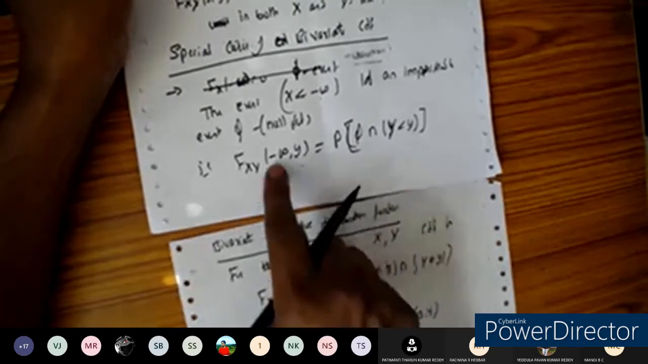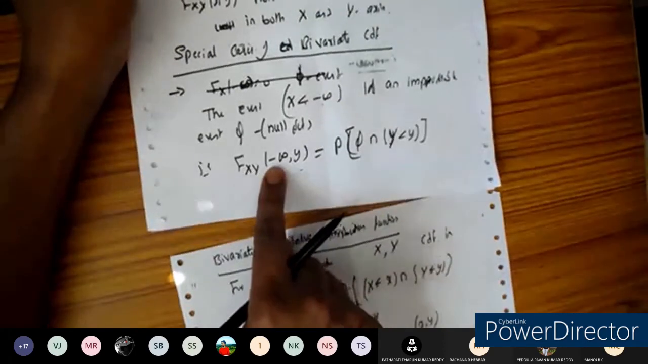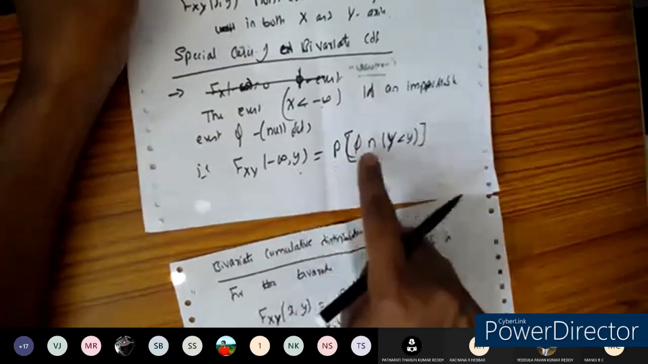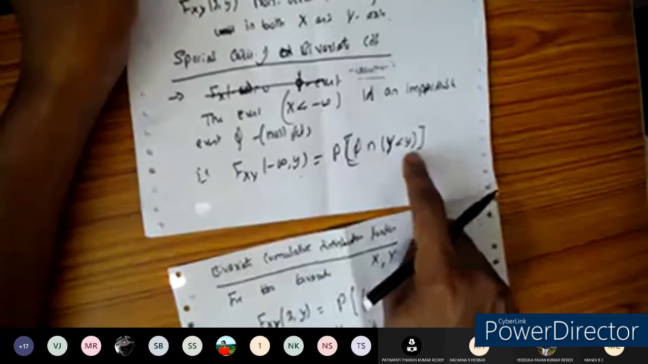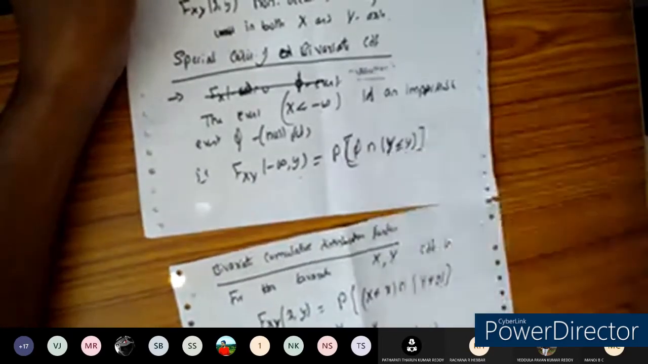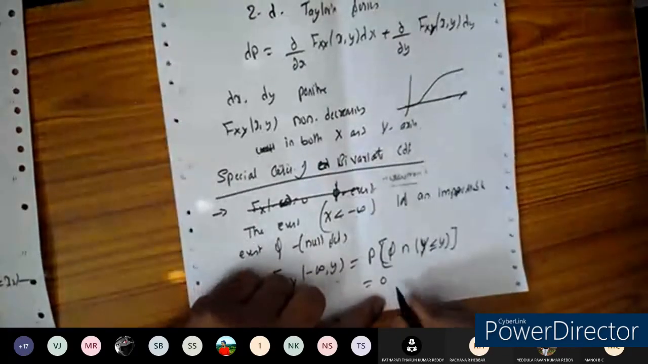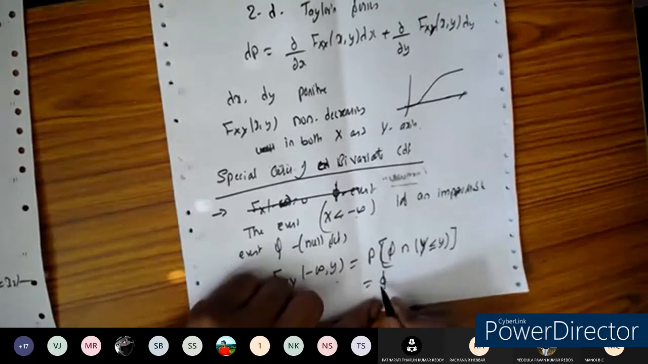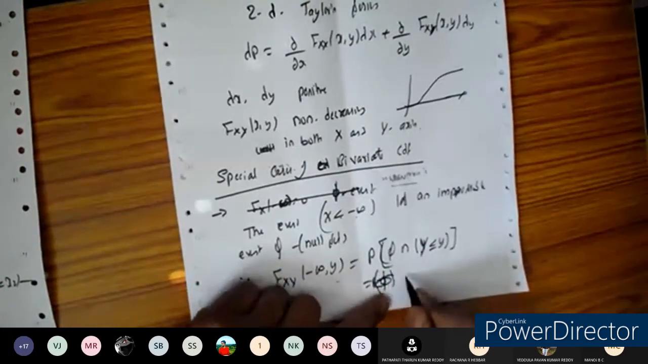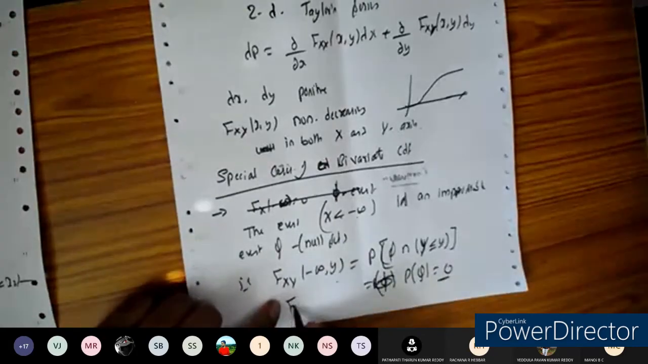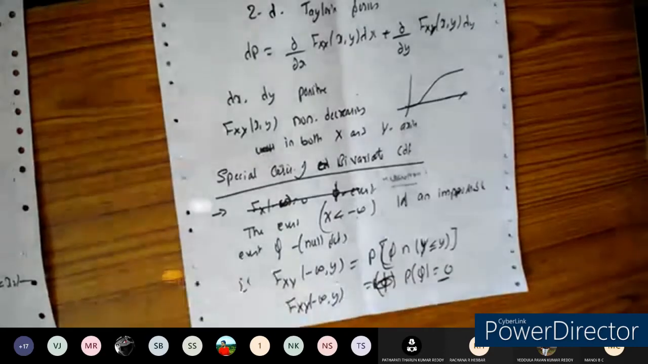Since in place of x here we have minus infinity, we can call it a null event. So you can extend: the probability of the null event intersection with Y less than or equal to y. A null event intersection with something is multiplied with 0, so this you can call 0. The probability of the null event is equal to 0. So we can say that FXY of minus infinity comma y is equal to 0.